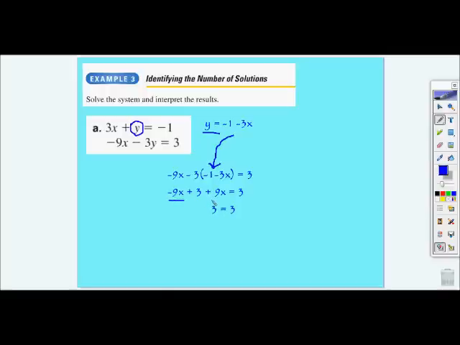We have our negative 9x, we have our positive 9x, and these are opposites, so they will cancel out. Now I have the true statement, 3 equals 3. And if 3 equals 3, we can say that the equation has infinitely many solutions.